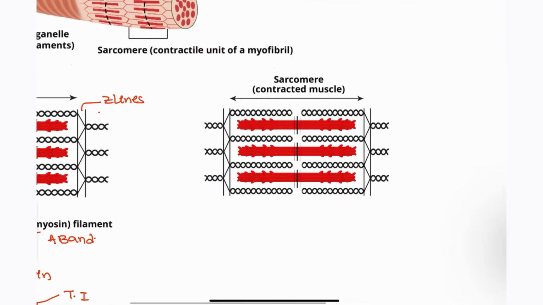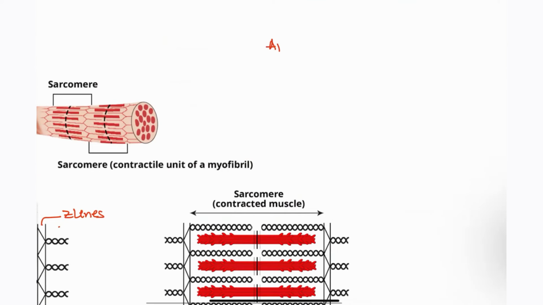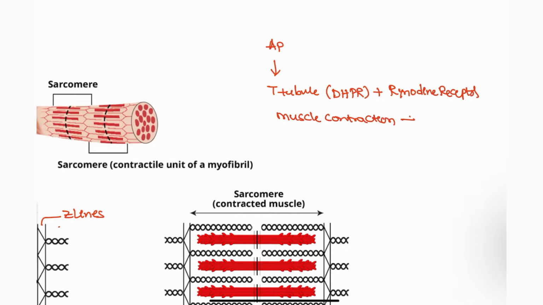So when there is an action potential, which will enter the T tubule, near the T tubule there is a separate receptor known as the dihydropyridine receptor. Okay, this dihydropyridine receptor, along with the ryanodine receptor, is going to act on the sarcoplasmic reticulum. So here in the muscle contraction, the sarcoplasmic reticulum is going to release the calcium.